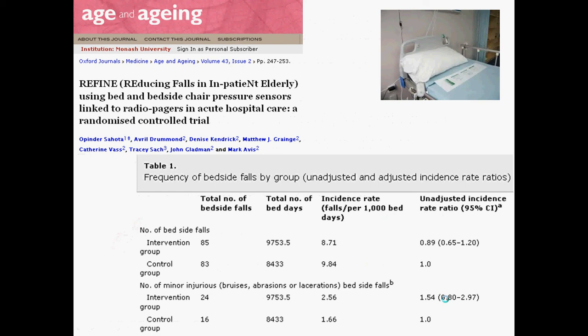A similar study was undertaken in the United Kingdom and recently published in Age and Ageing. Apinda Sahota led this work and found in a similar way that use of the bed alarm did not reduce the rate of falls or the rate of injurious falls in the intervention group compared to the control group.